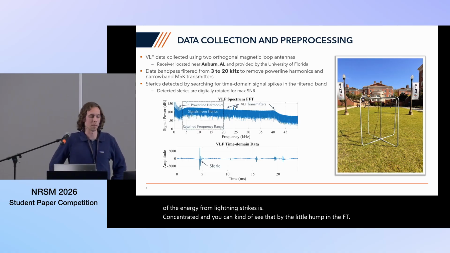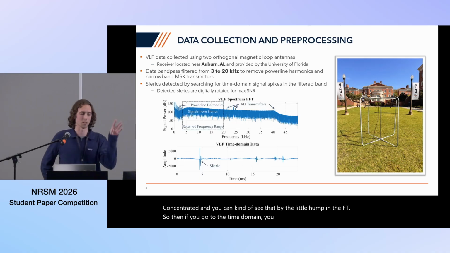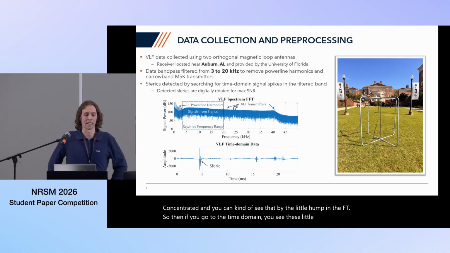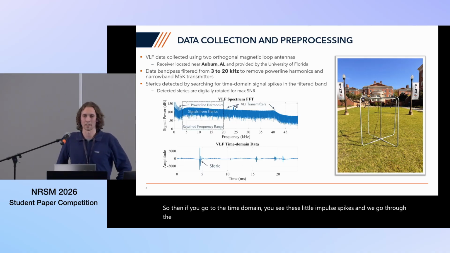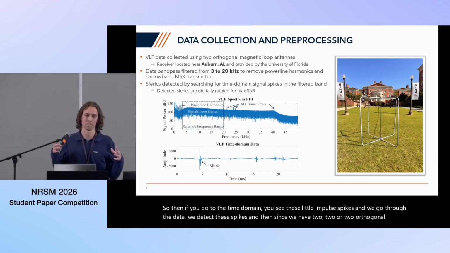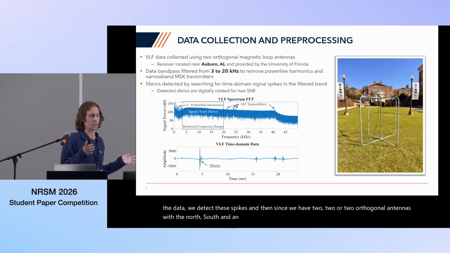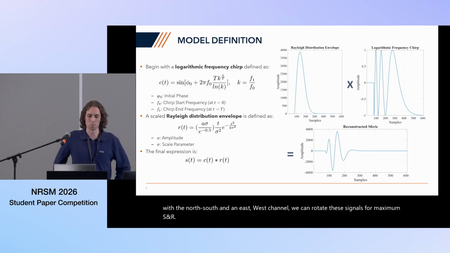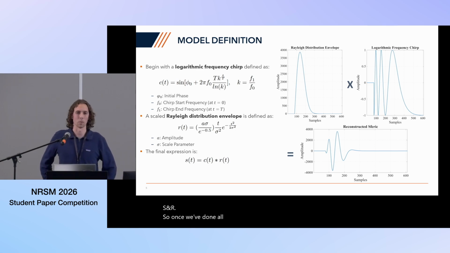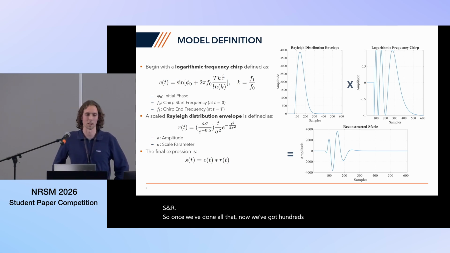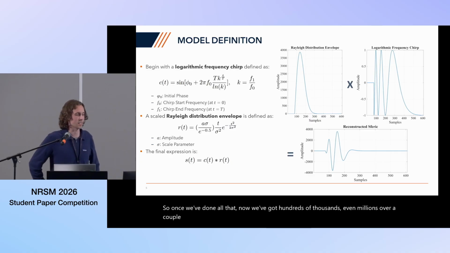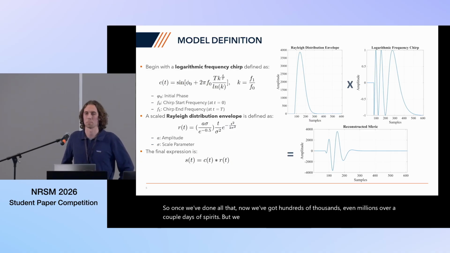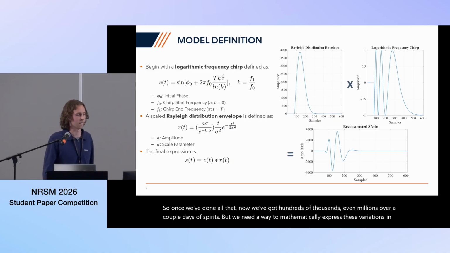Then if you go to the time domain, you see these little impulse spikes. We go through the data and detect these spikes, and since we have two orthogonal antennas, a north-south and an east-west channel, we can rotate these signals for maximum SNR. Once we've done all of that, we've got hundreds of thousands, even millions, of spherics over a couple of days, but we need a way to mathematically express these variations in the waveforms that we're seeing.